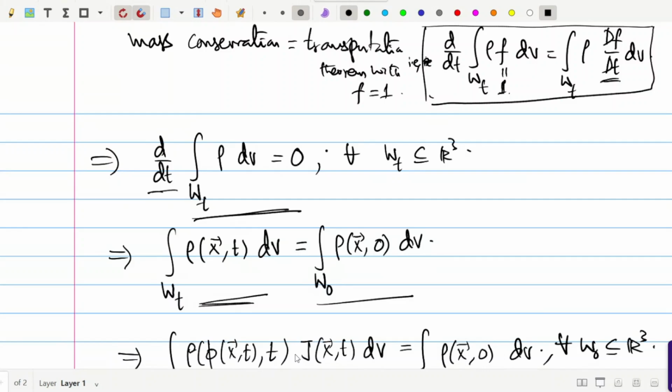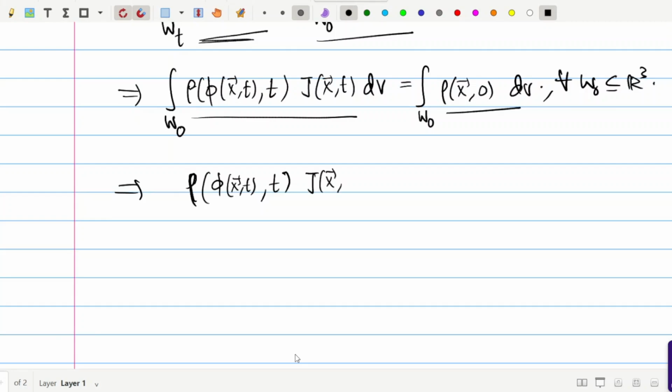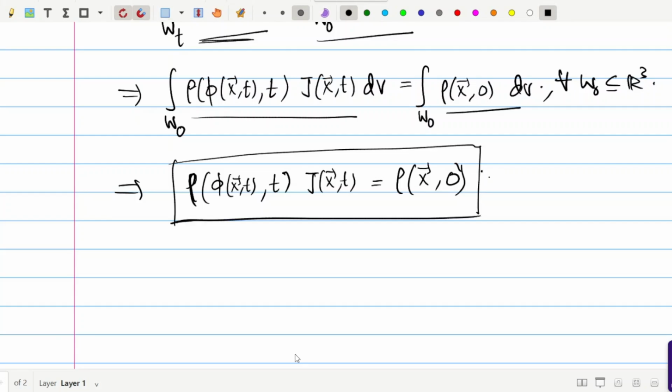Any questions up to here? So what do you have now? Because it's arbitrary, whatever is inside is the same as this one, right? So this gives you rho of this function x(t), so x is varying with time, a spatially and temporally varying density function, times the Jacobian. Okay, this is equal to rho at x fixed at t equal to 0. So this is the mass conservation solution. Okay, it is also called mass conservation.